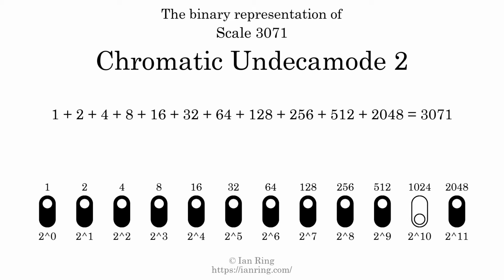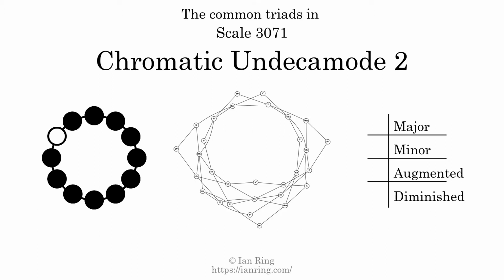The scale number not only enumerates the scale with a unique index, but it also literally describes the tonal content of the scale. Represented as a binary number in base 2, the scale number is 1-0-1-1-1-1-1-1-1-1-1-1. Here are the common triads present in this scale.